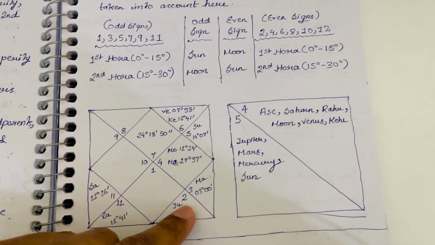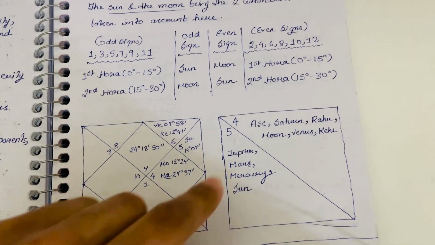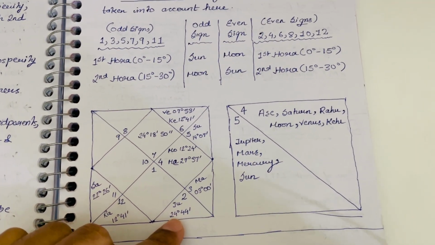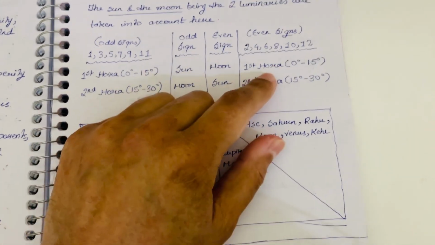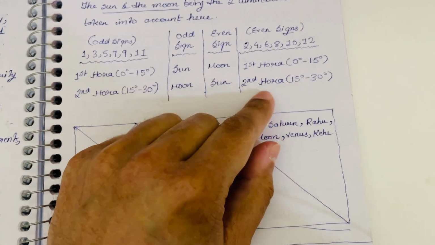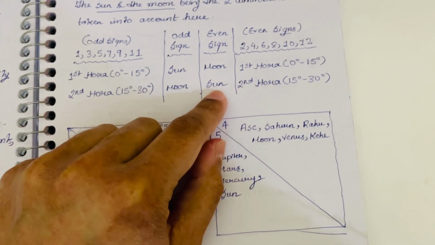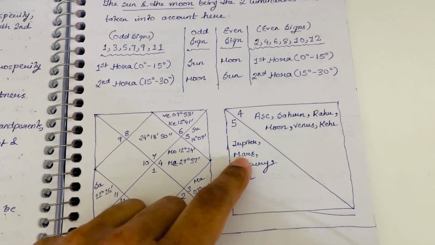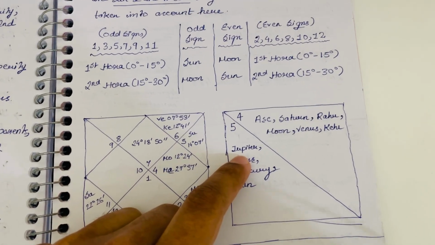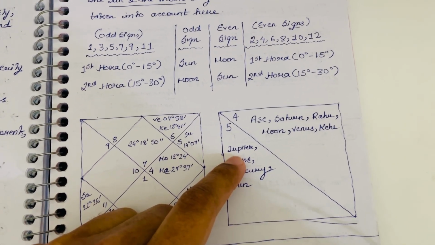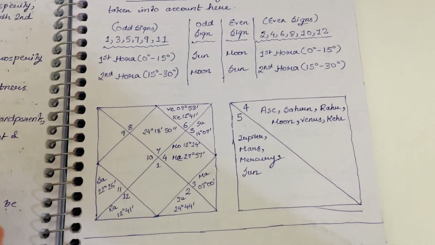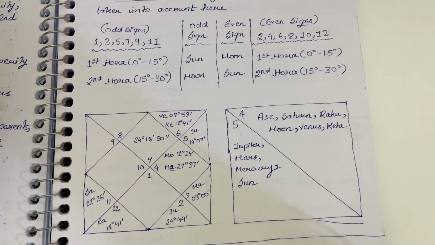Let's come to Jupiter. Jupiter is in the sign of Taurus. Taurus is an even sign. The longitude of Jupiter is 24 degree 44 minutes. So 24 degree 44 minutes is falling in the second hora, which is ruled by Sun, that is the Leo. It means Jupiter will be falling in Leo house, or the house which is ruled by Leo in the D2 chart. Okay. This is how we are calculating and we are creating our Hora chart.